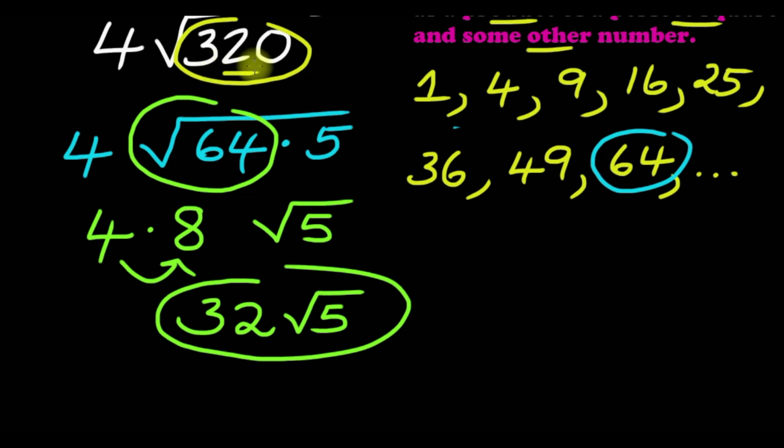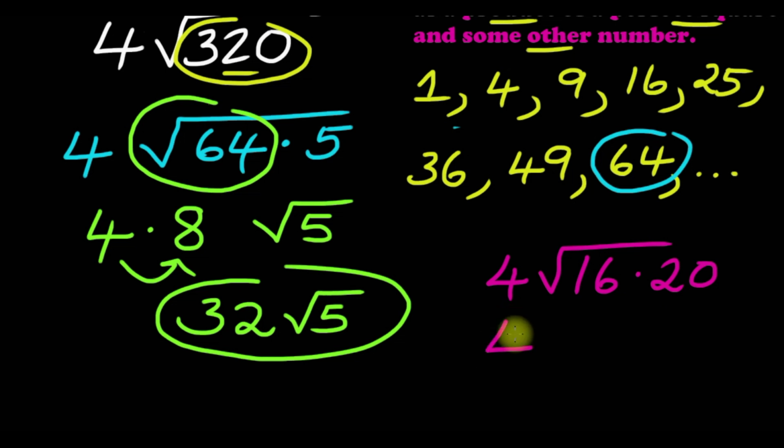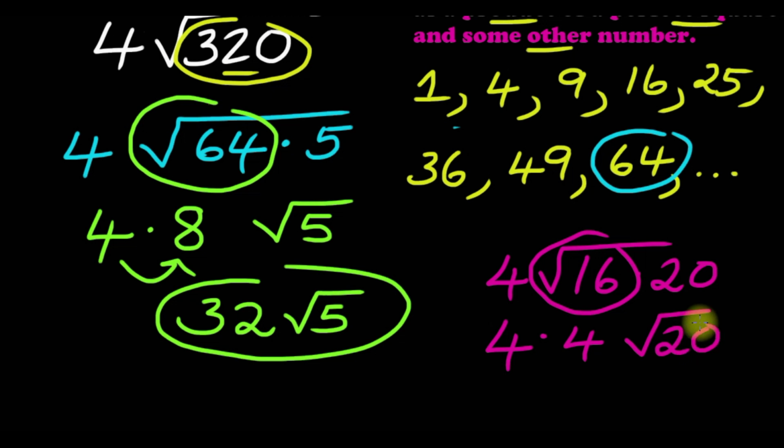I mean, there's another way to rewrite 320 without using the 64. Let's say, for example, instead of using 64 times 5 to rewrite, you went on to do this. Let's say you leave the 4 alone and then the square root of 320. You can use 16 times 20. Okay, so then 4. Now the square root of 16, we know what that is. Well, that's just going to be 4. And then the square root of 20, we don't know what that is, so we'll leave it alone for now.